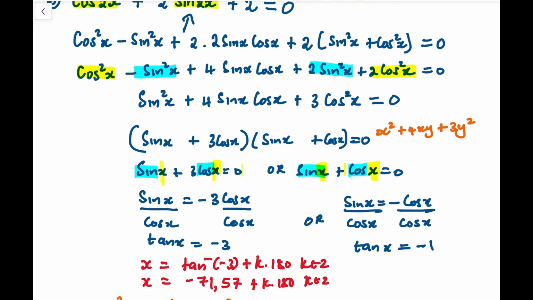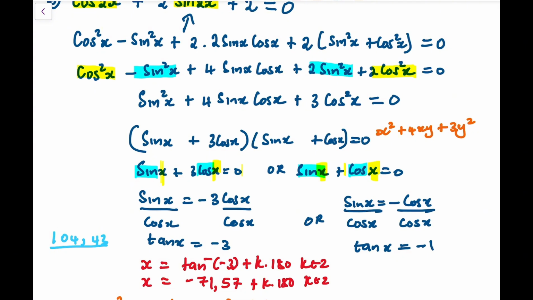Now if you want to make this angle positive, for tan, you can always add 180 to this negative angle. If you add 180, you will get 104.43, and then plus k multiplied by 180, where k is an element of all integers.